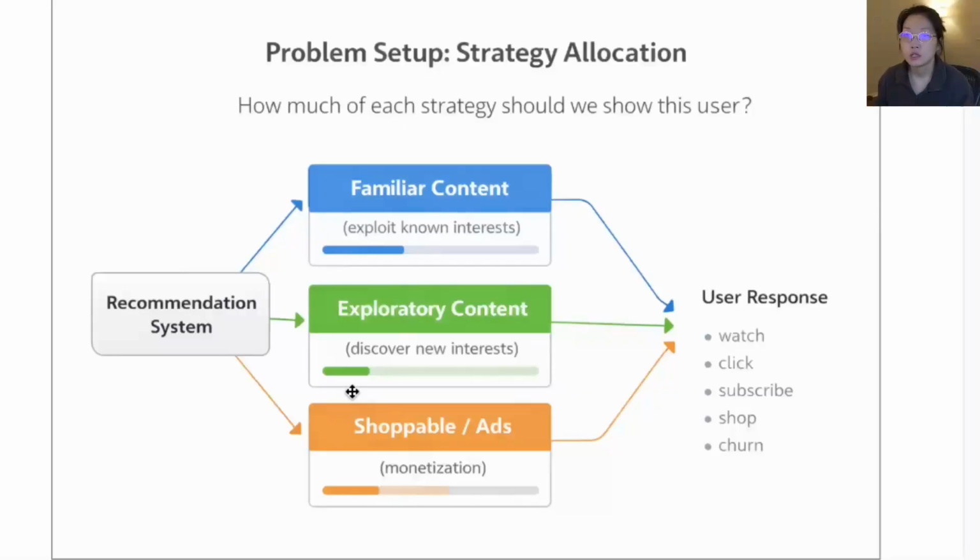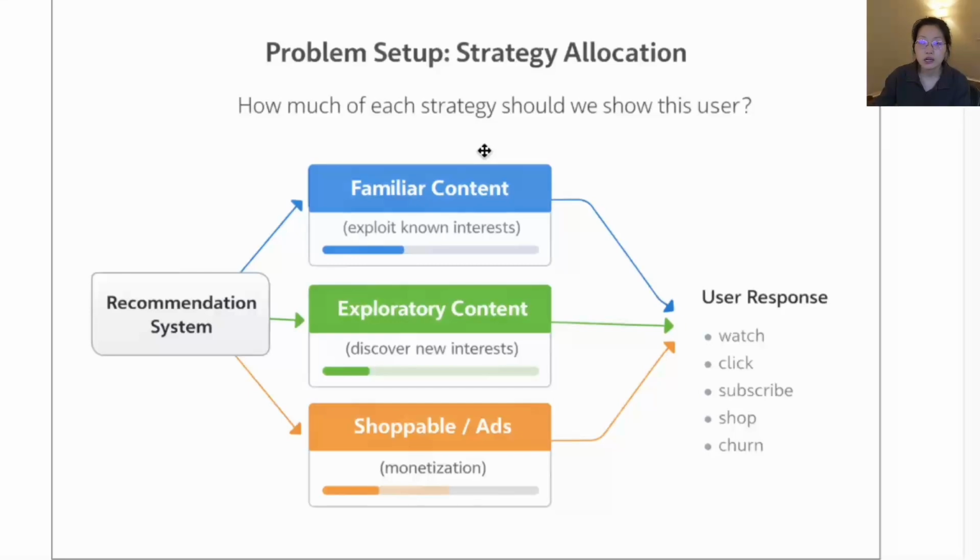Here's the problem setup. In the recommendation system, there are different types of content. There is content that the system already knows the user is interested in. We call it familiar content. There is content that the recommender is trying to understand if the user will like. It is exploratory content. And there is also promoting content, such as ads and shoppable items. So apparently you can see the trade-off. For each request, you can only send so many stories. How do you decide the proportion of content to show to the user?